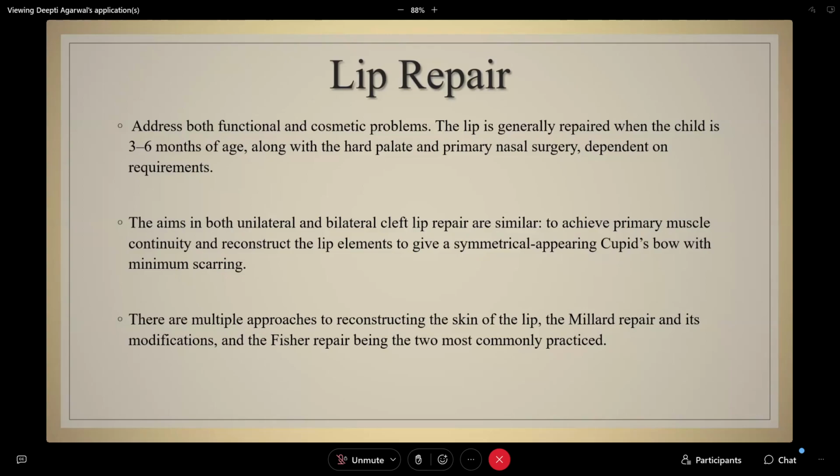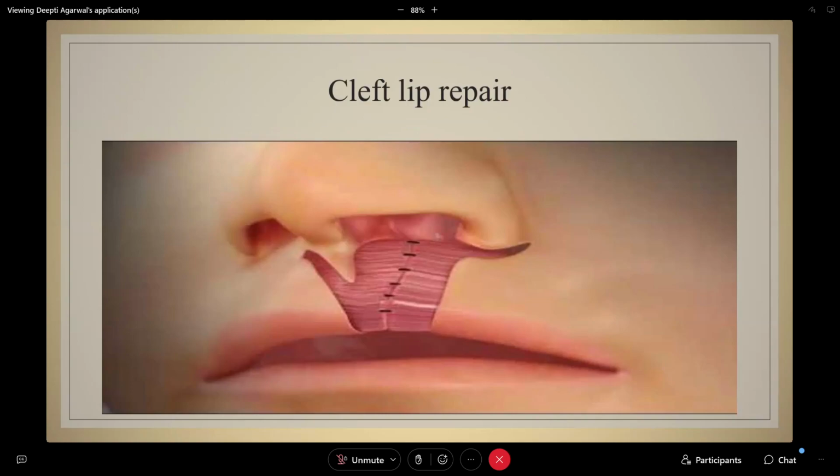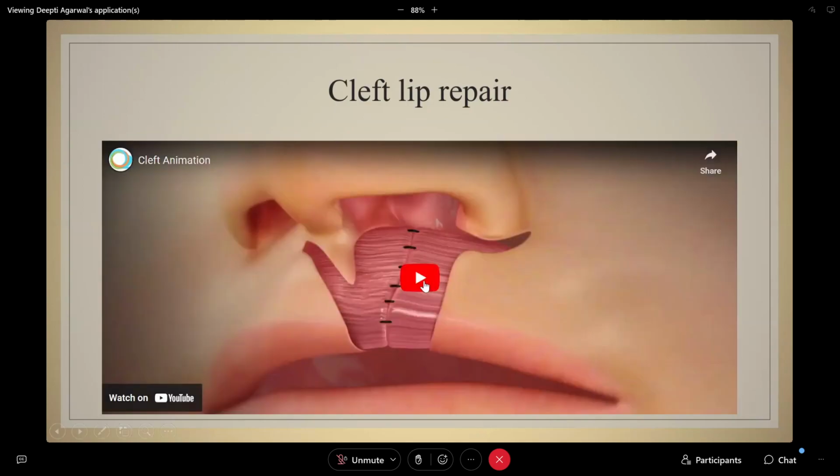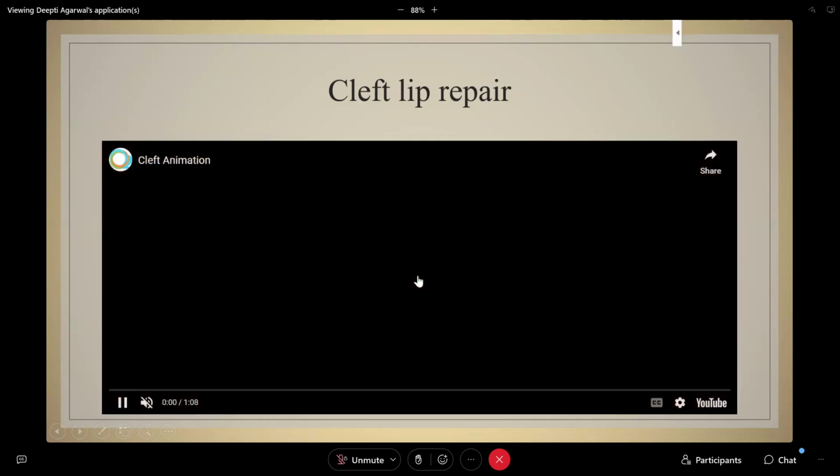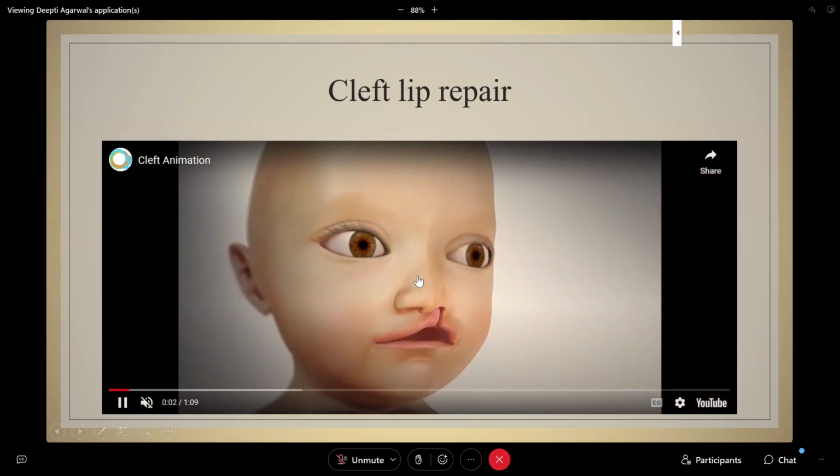Sometimes some people are now doing neonatal lip repair also, but as of now, there is no firm evidence that it provides some additional aesthetic or functional benefit. So we follow 3 to 6 months of age repair only. There are multiple approaches to reconstructing the skin of the lip. The Millard repair and its modification, and the Fisher repair are the two most commonly practiced ones. This is an animated video of the lip repair being done. Please see.